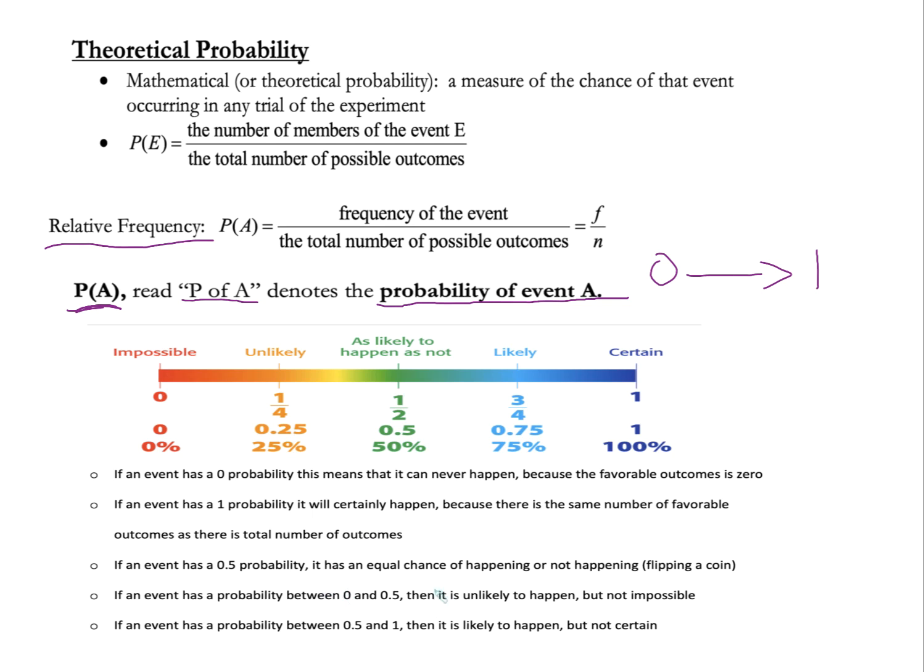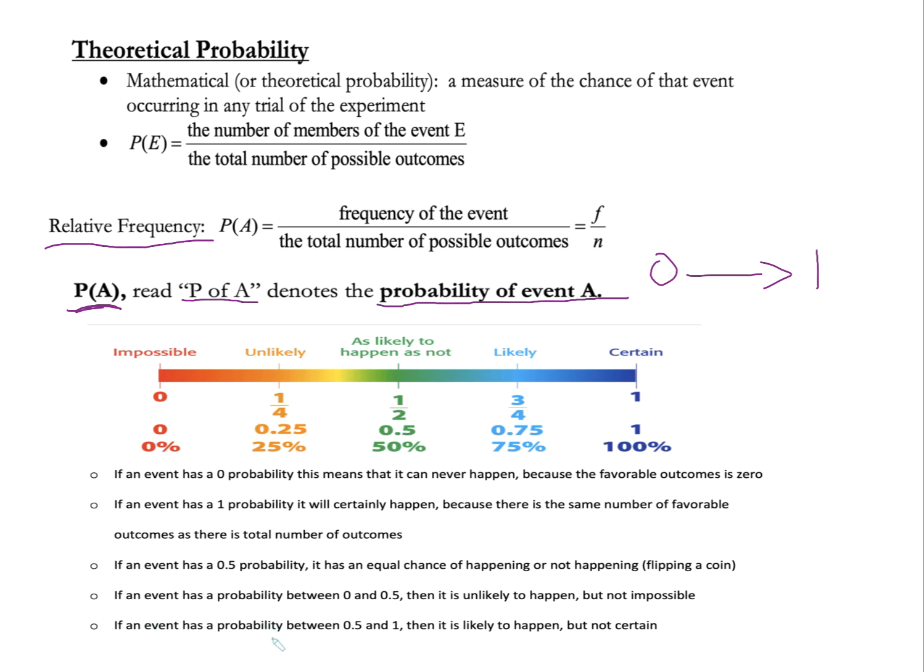Now, if a probability lies between 0 and a half, it means that it's unlikely to happen, but not impossible. An example of that is I don't like to take buses. So the probability of me taking a bus is unlikely. It's not impossible, because if the train stops running, I'm going to have to take a bus. But it is unlikely. I will do my best not to take a bus. I'll take an Uber, I'll take a Lyft, I may walk, but it's not impossible. Sometimes I have to take a bus.